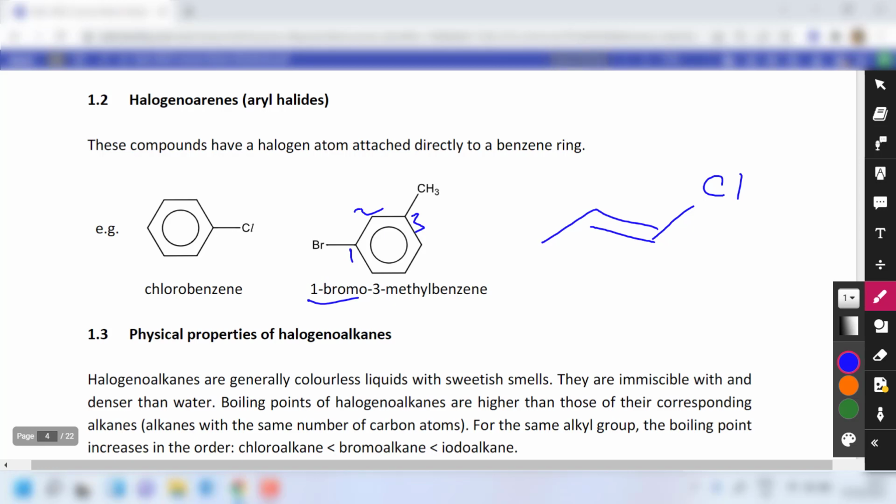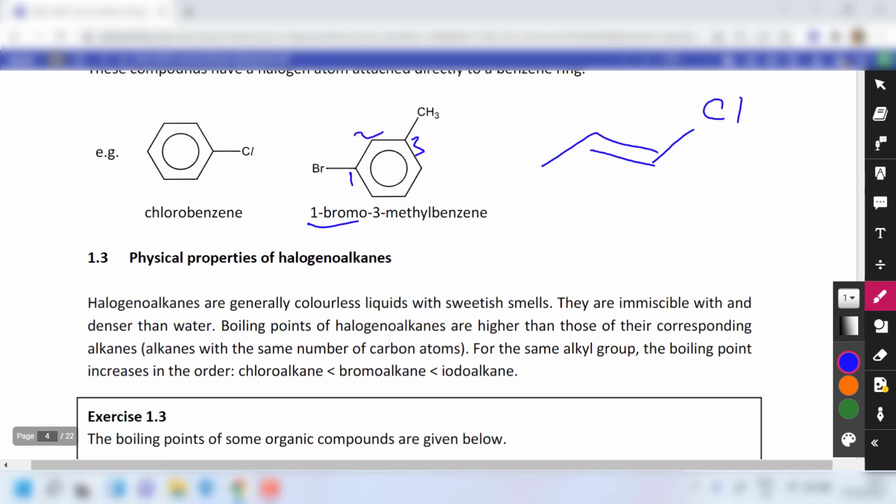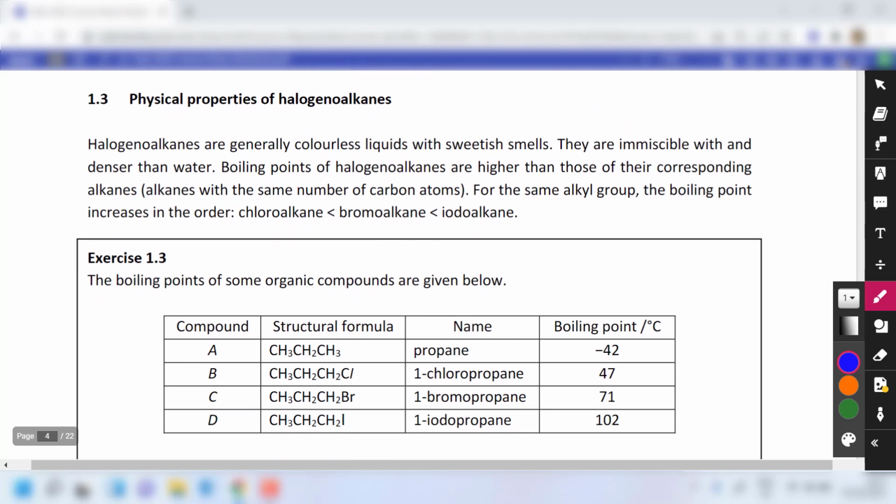Okay, later on you might take note that halogenoarenes and halogenoalkenes share some similar characteristics when it comes to nucleophilic substitution. Yeah, but we'll go into that later. Okay, so next we're going to look at physical properties.